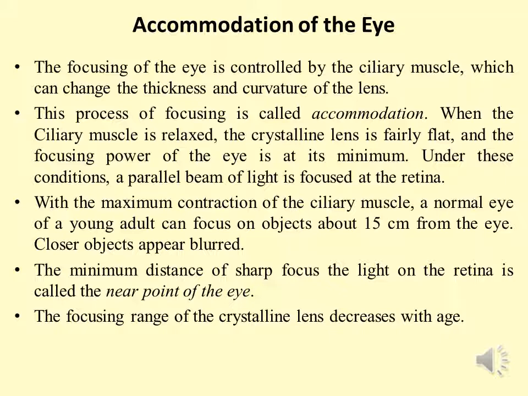With the maximum contraction of the ciliary muscle, a normal eye of a young adult can focus on objects about 15 centimeters from the eye. Closer objects appear blurred. The minimum distance of sharp focus of light on the retina is called the near point of the eye. The focusing range of the crystalline lens decreases with age.